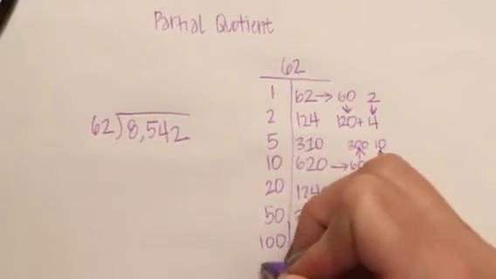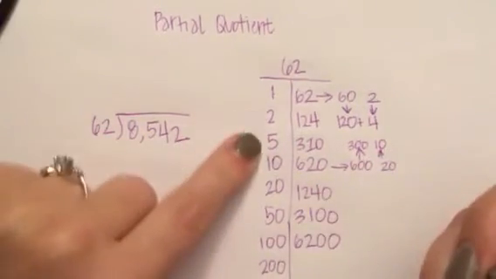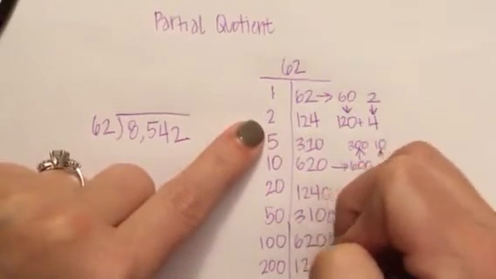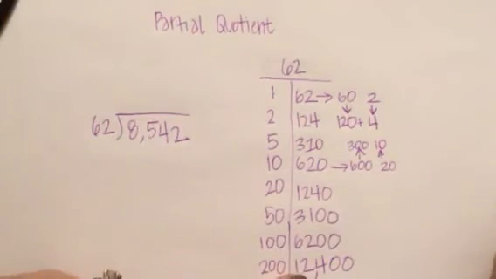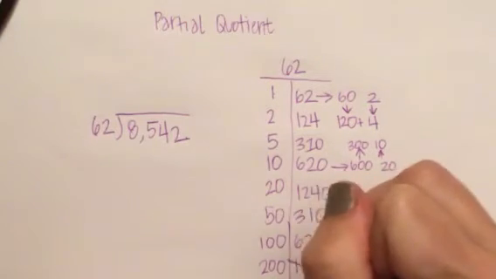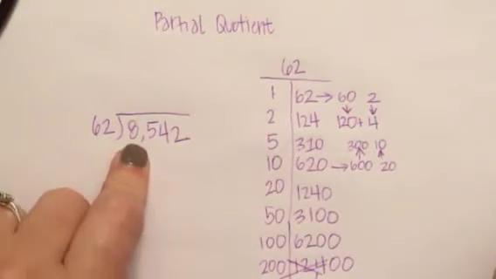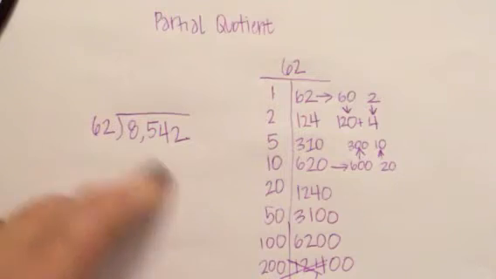Still not there, so let me just check 200. 200 would be 124 with 2 zeros. Well, now I'm at 12,000. 12,000 is definitely bigger than 8,542. So that's too big.